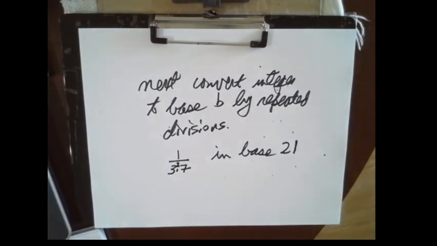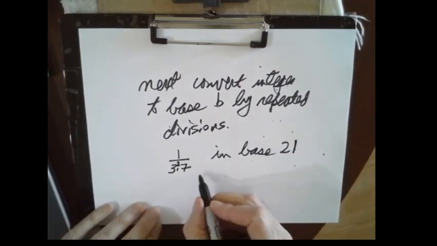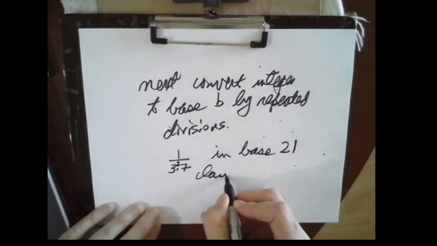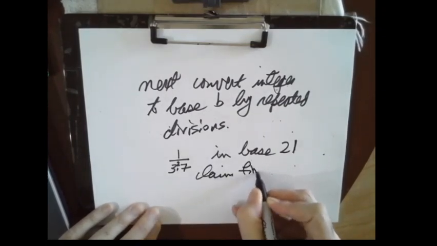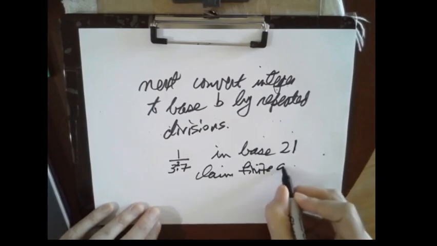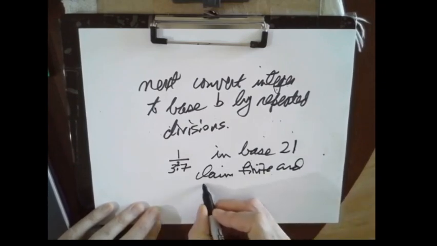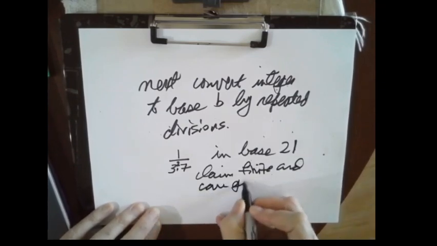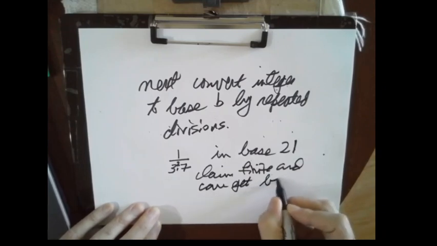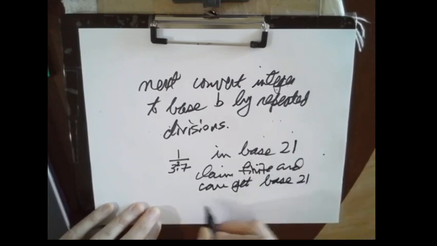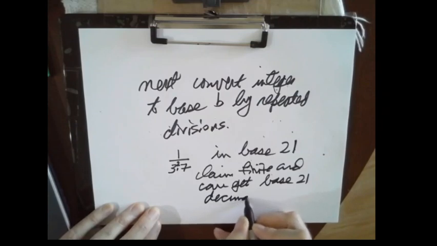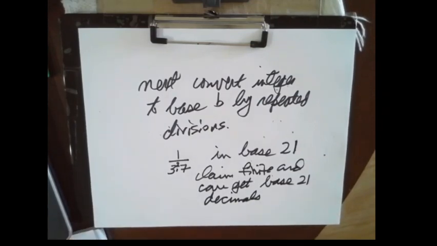Right, I think that's the claim: it's finite and we can get base 21 decimals. So if we can do that, that's a pretty general case. Let's see what the answer is.